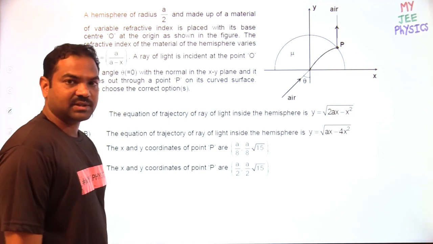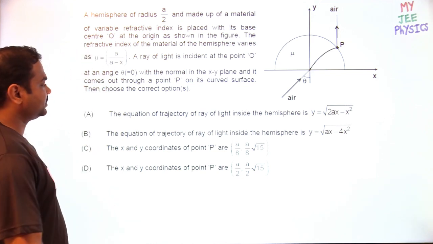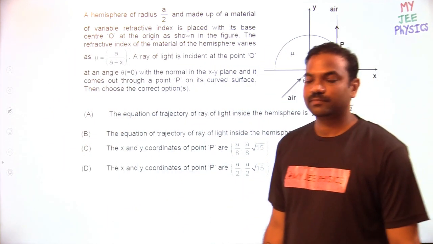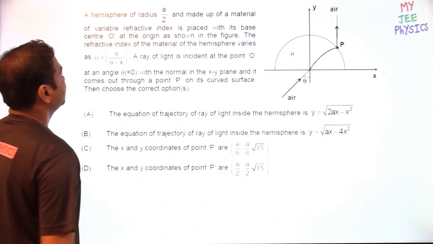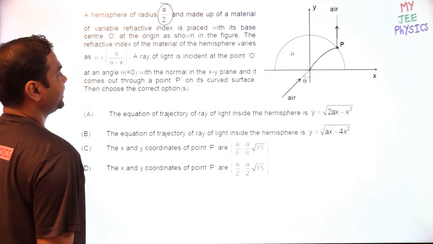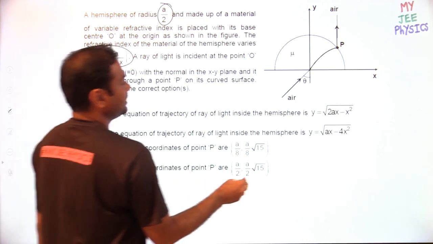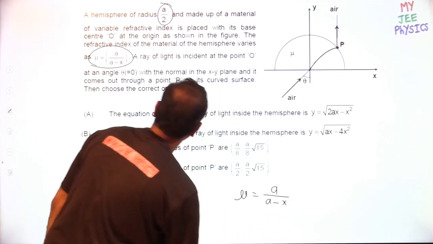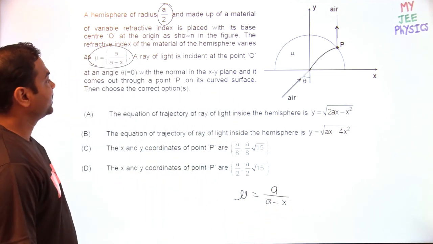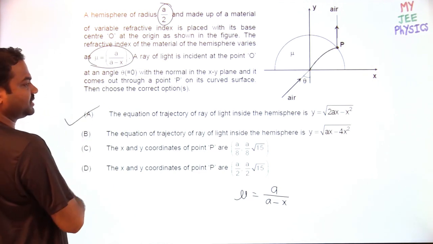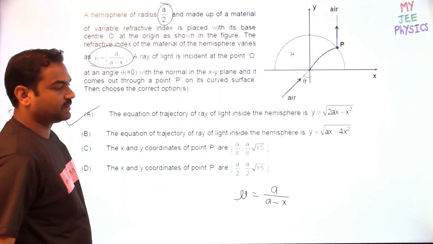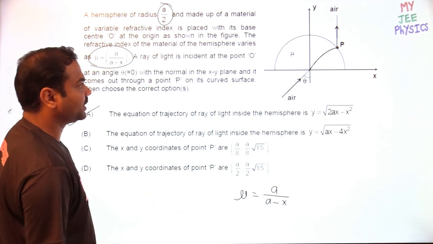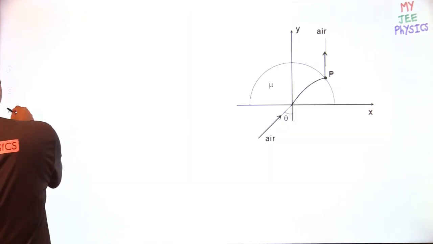So this is the next question, which is related to variable refractive index. Try this question and come back for the solution. In this question, it is given that the hemisphere radius is a by 2, and the refractive index is given as a by a minus x. Now they are asking for the equation of the trajectory of the light ray in the hemisphere, and the x and y coordinates. Ultimately we have two questions. So let us take the same diagram.